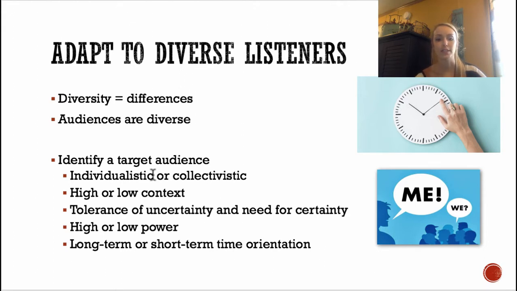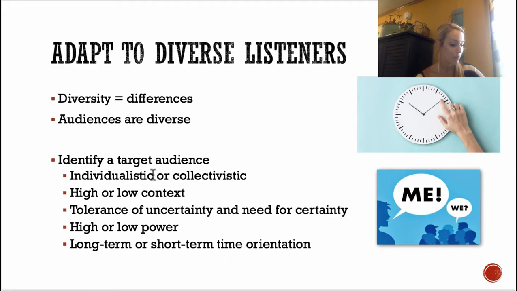Tolerance of uncertainty and need for certainty. Again, here your book talks about this very well, and it says people with low tolerance for uncertainty need your speech to be clearly organized and may prefer a linear step-by-step structure. So taking into account how your audience will process the message and whether or not you need a lot of detail and structure in your message, or if you can break it up with stories and those kinds of things. High or low power, guys.